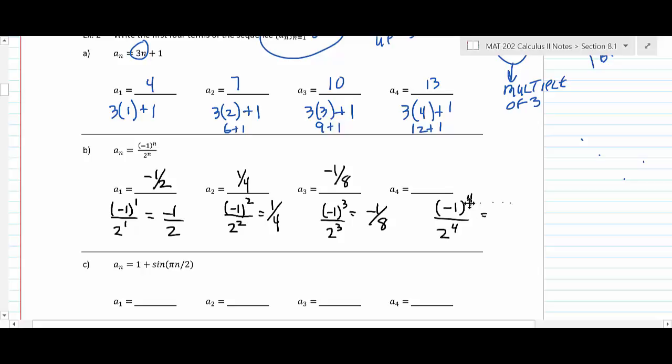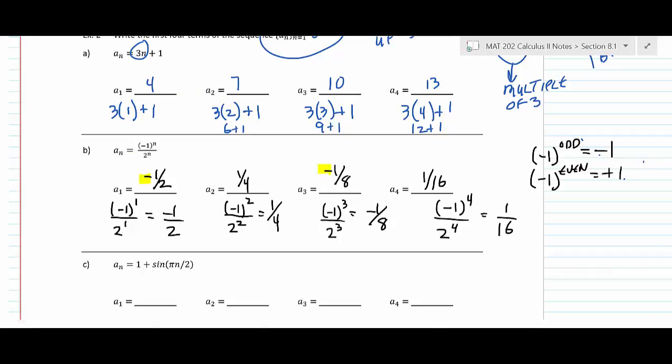Okay, then the last one, if you take -1 to an even power, you're going to have 1, and then 2 to the fourth is 16. So what you have here is, if you have -1 to an odd power, you get -1, and -1 to an even power gives you +1. That's a real important thing when you deal with sequences and series, because it causes the signs to alternate. So you'll see how those things alternate.